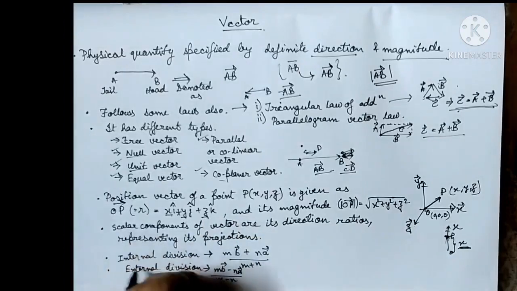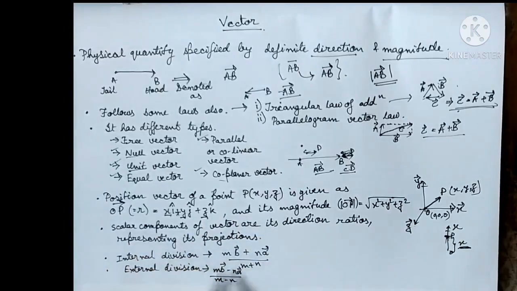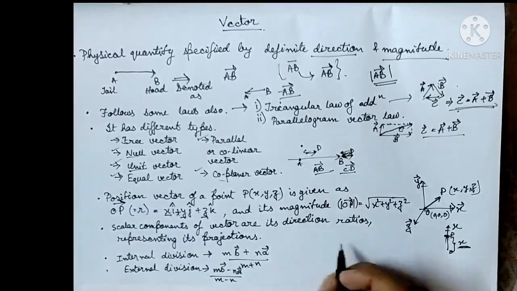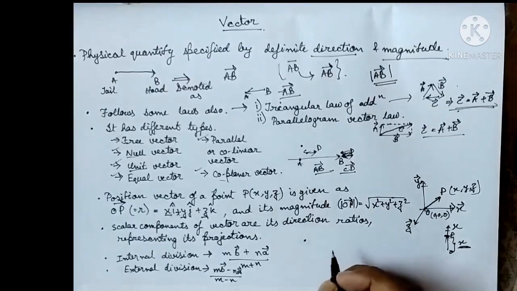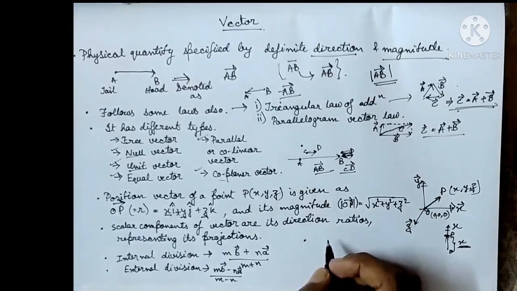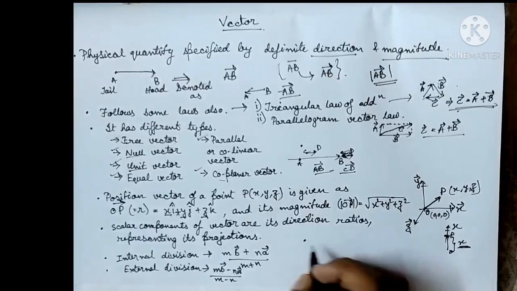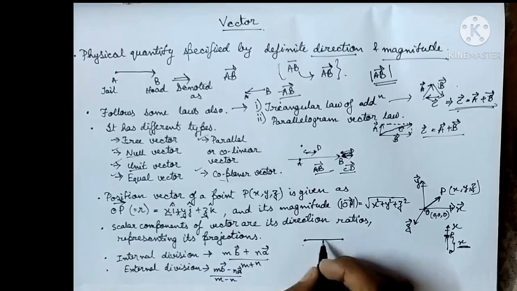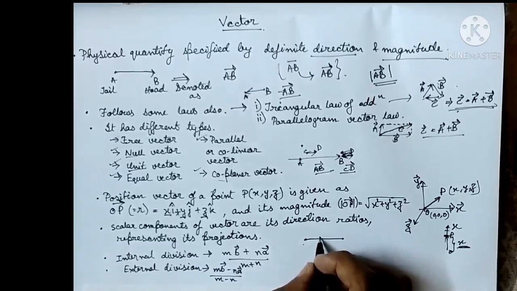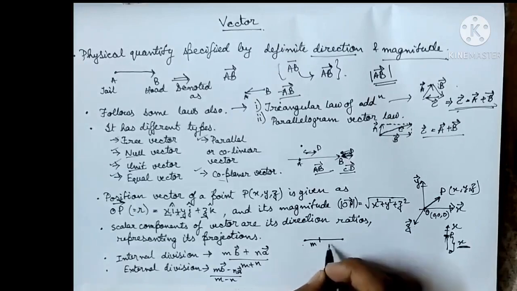And then we come to internal division and external division. This is quite an important topic and you must know about it. Let this be from this to this. We are internally dividing it as m is to n.